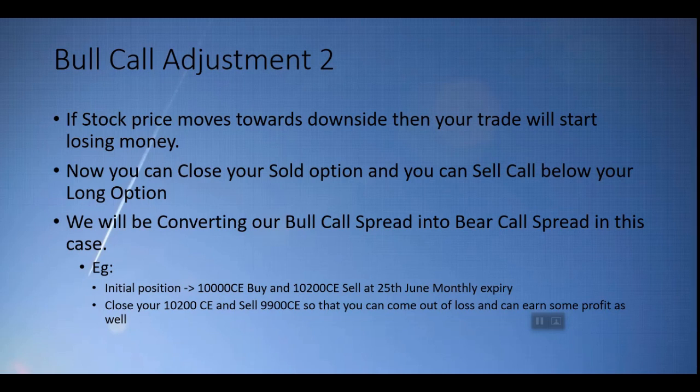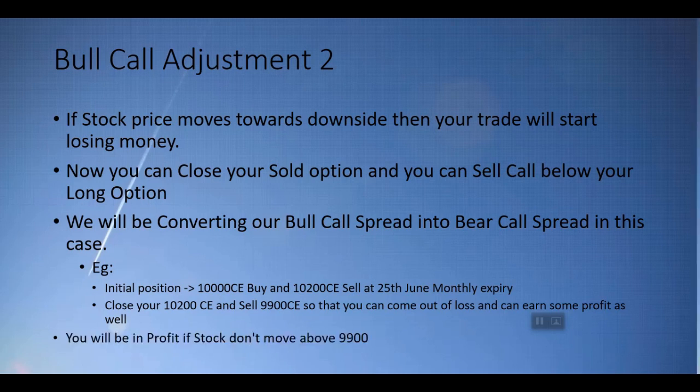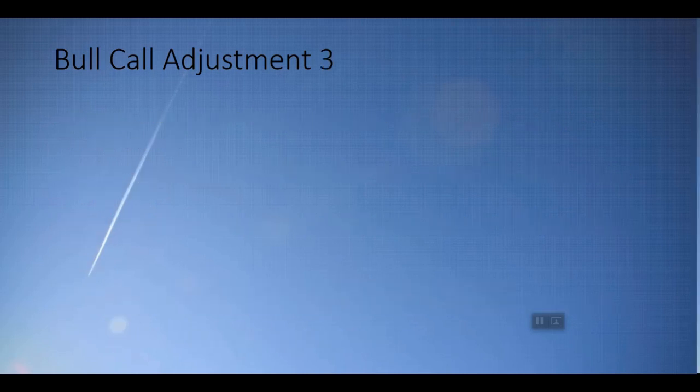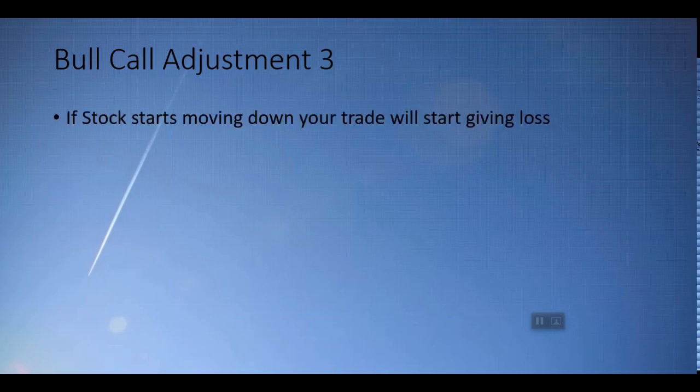In this case we'll be getting more premium than our 10,000 call option by selling the 9,900. So you'll be in a profit if the stock doesn't move above 9,900 in this case. Okay, then bull call option strategy adjustment number 3. In this case, if the stock starts moving down, then we will be getting losses.